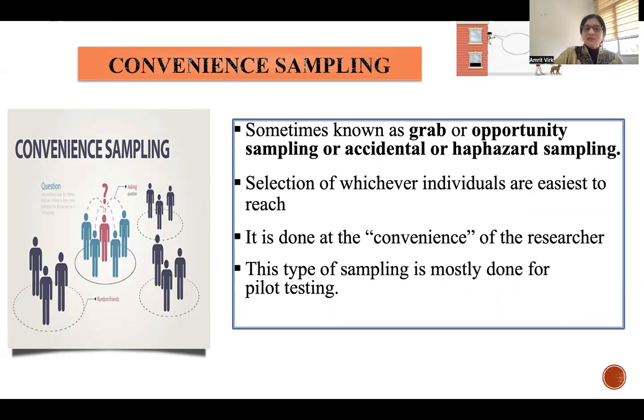The next type of sampling, which we very commonly use, is known as convenience sampling, sometimes also described as grab, opportunity, accidental, or haphazard sampling. This is a type of non-probability sampling in which a sample is drawn from that part of the population which is easy to get or close at hand. In other words, the sample is readily available and convenient. It is done at the convenience of the researcher, and many times convenience sampling is used for pilot testing prior to going in for the research project.